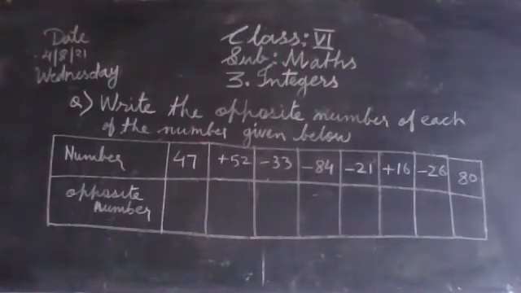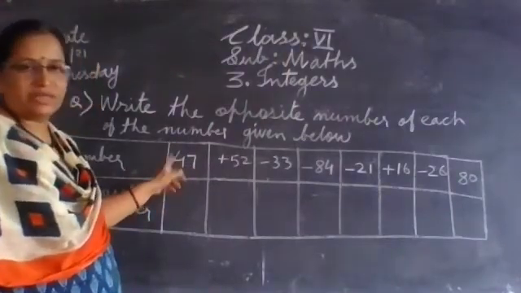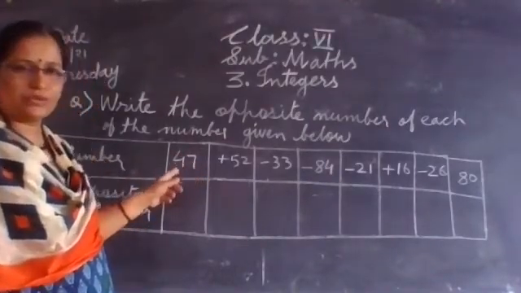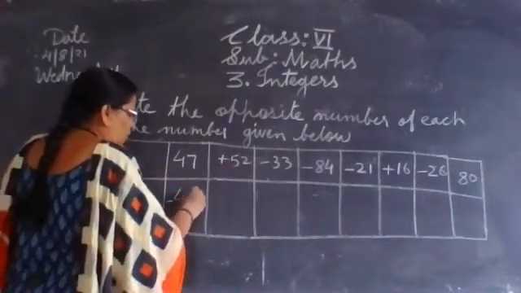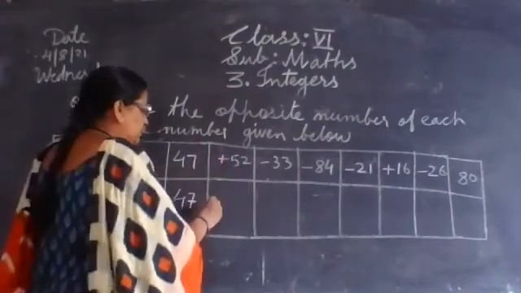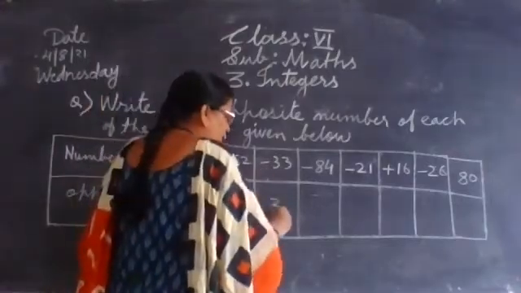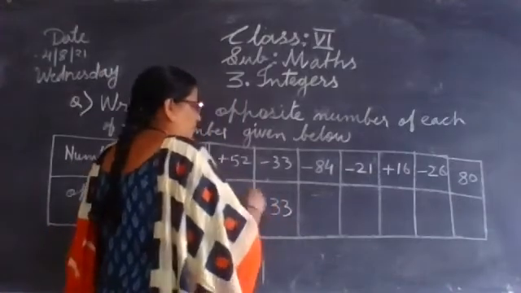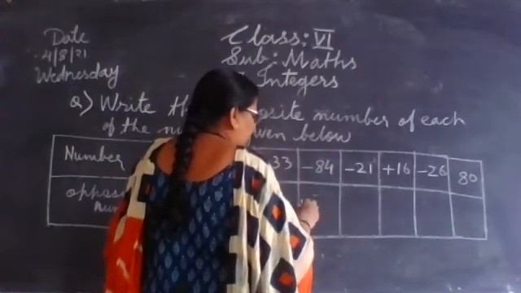Okay, now see beta how to solve. 47. Now see beta, no sign is seen before this 47. That is, the number is positive. So 47. What is the opposite of 47? It is minus 47. Plus 52, again it is positive and the answer is minus 52. 33, write down 33 as it is. Minus, what is the opposite of minus? Minus 84, opposite is plus 84.